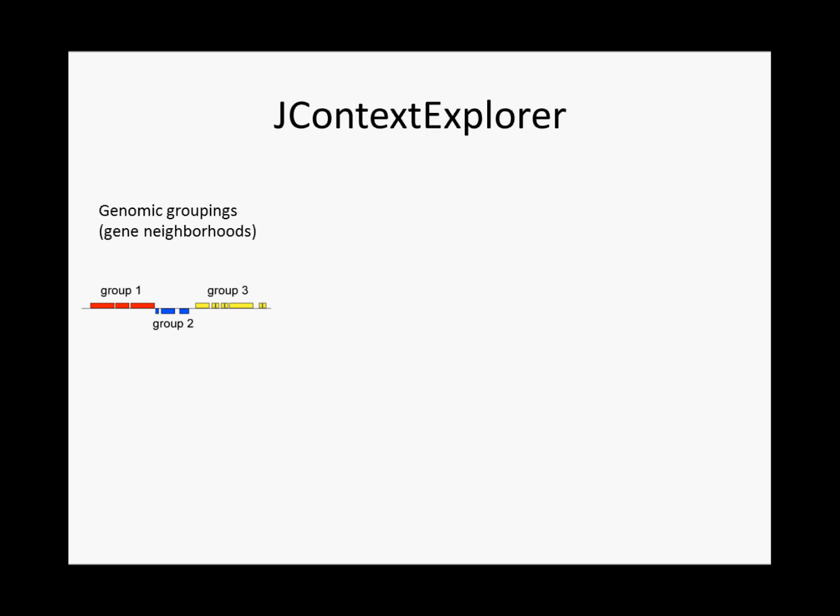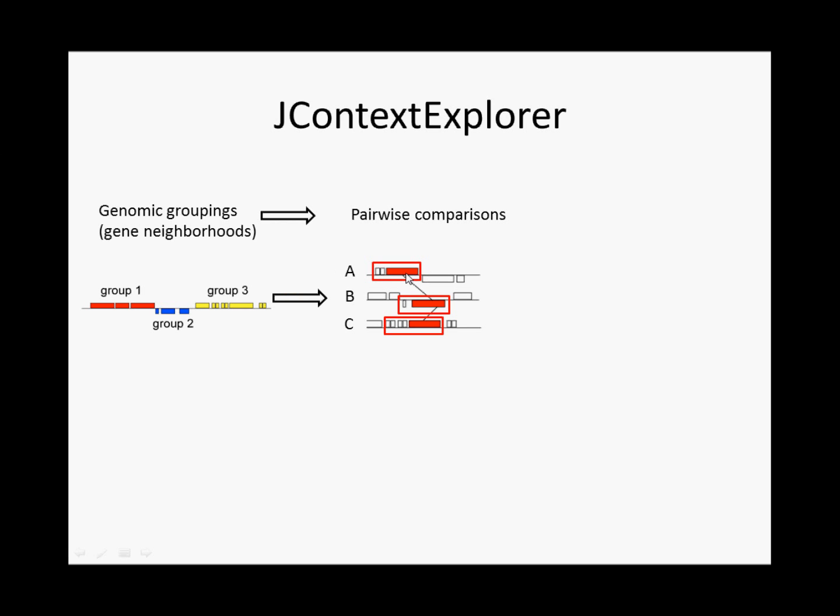And as I'll demonstrate, JContextExplorer has many ways to do that. Once you have defined these genomic groupings, you may want to compare them. In this example, our gene of interest is this red gene, and the context is indicated by this red box. So you are interested in comparing each of these contexts to every other. So how does this context, A, compare to B, and how does it compare to C? How does B compare to A? How does B compare to C? And so on.